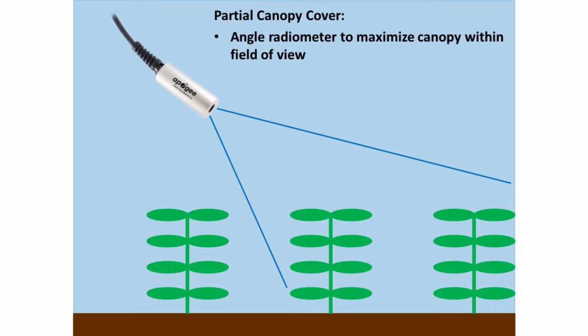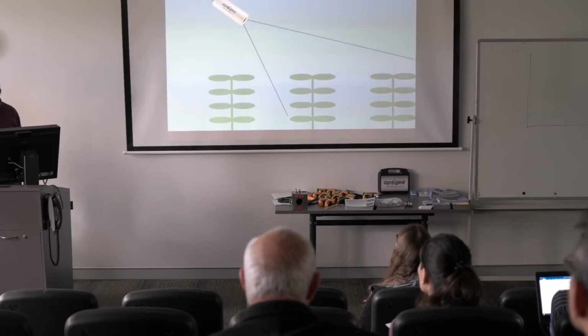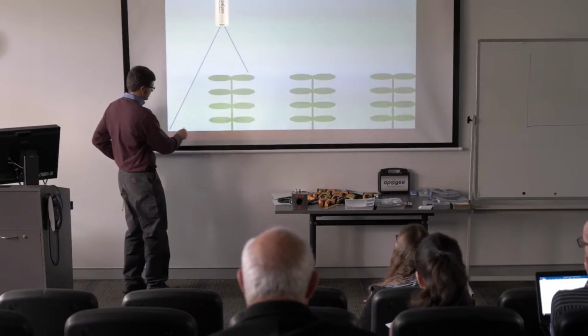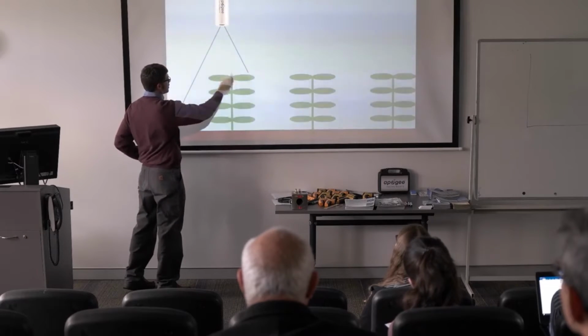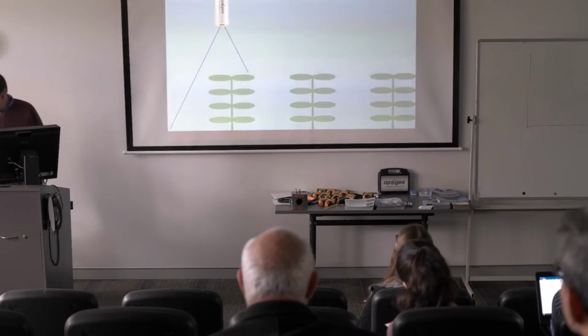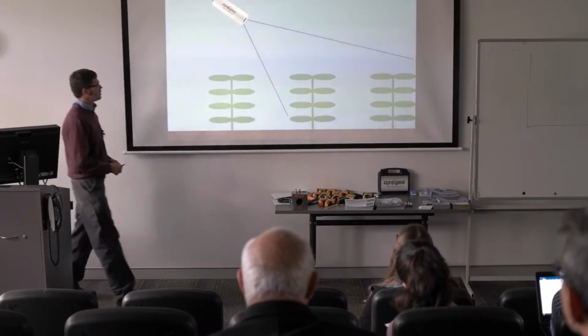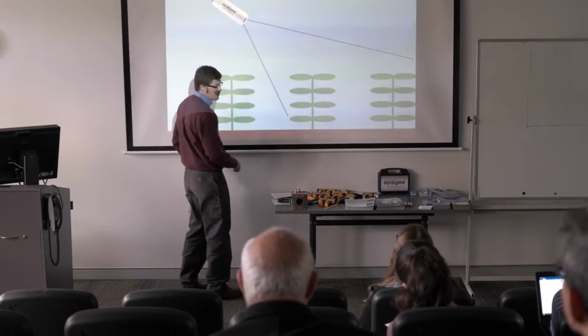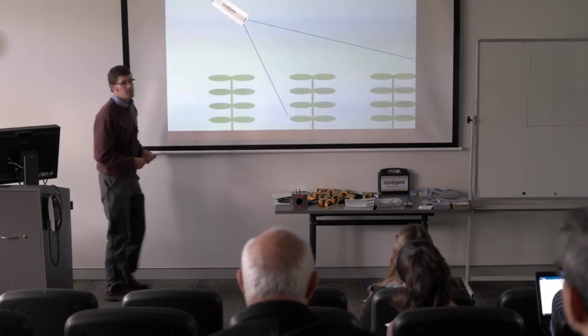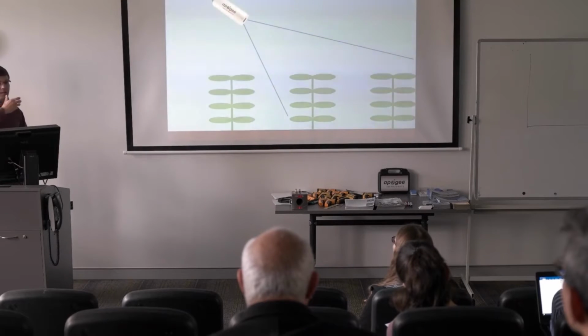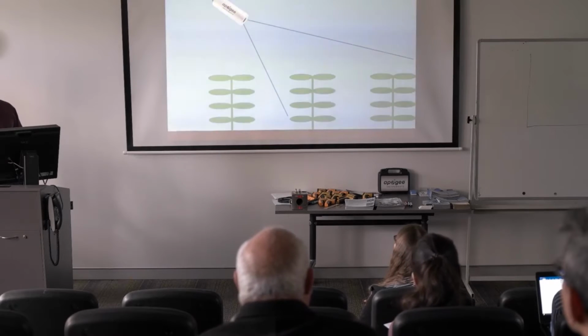One way that you can deal with this is angle the radiometer to try to maximize the canopy within the field of view. And so you can see if it's looking straight down, you're going to see something like half of the area within the footprint is soil and the other half is plants. But now if you angle it, most of what you see in the area is plants. You might still have a little sliver of soil here that you see, but by angling it you can try to get more plant area and less soil area in the footprint.